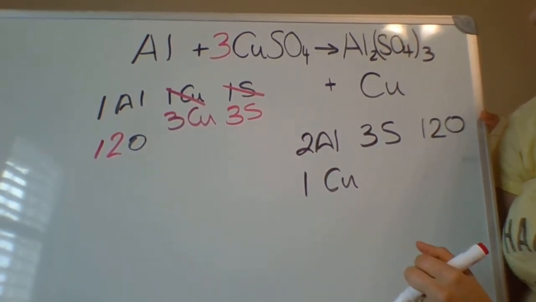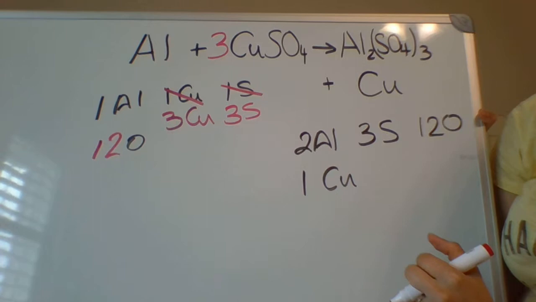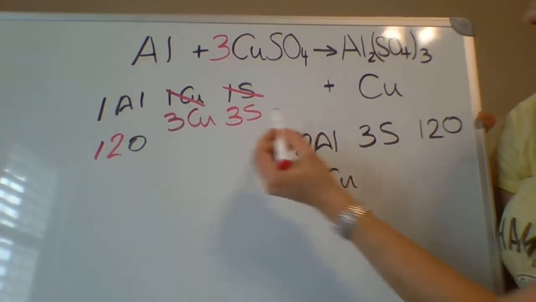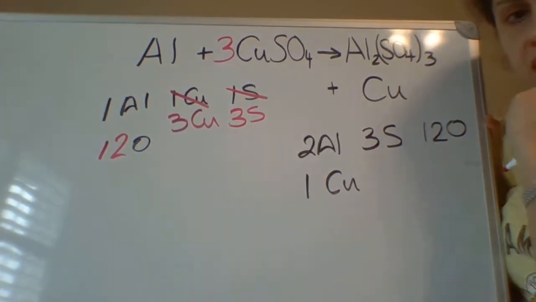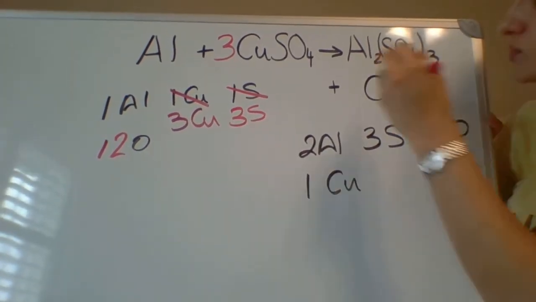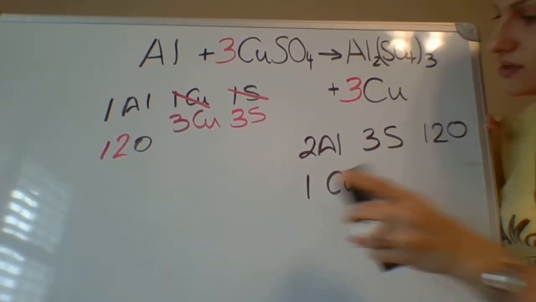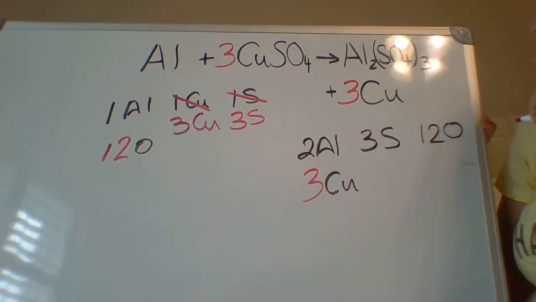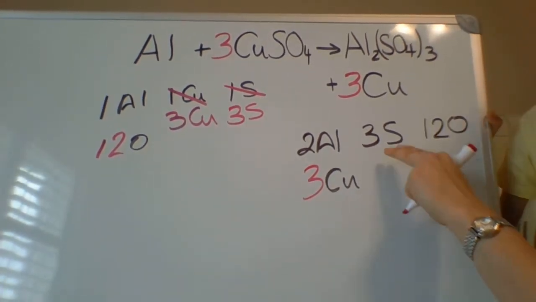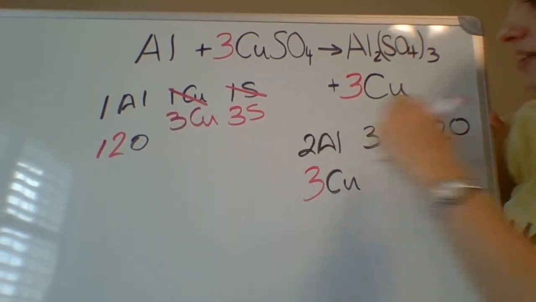Okay, so our copper is 3, sulfur is 3, so we have 3, 3. Oh, but let's look at copper. We got 1 copper here, now we have 3 copper here. So that means we have to put a 3 over here, and that changes the copper on the right-hand side to 3. So our sulfurs are now balanced, 3 and 3. Our copper is now balanced, 3 and 3.